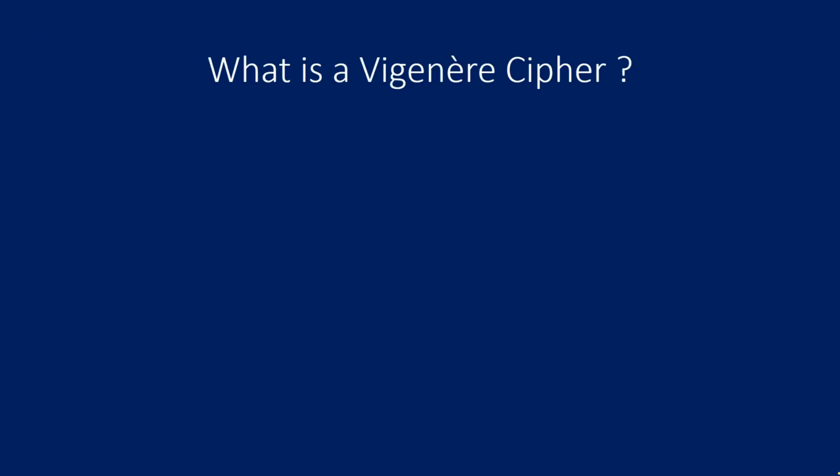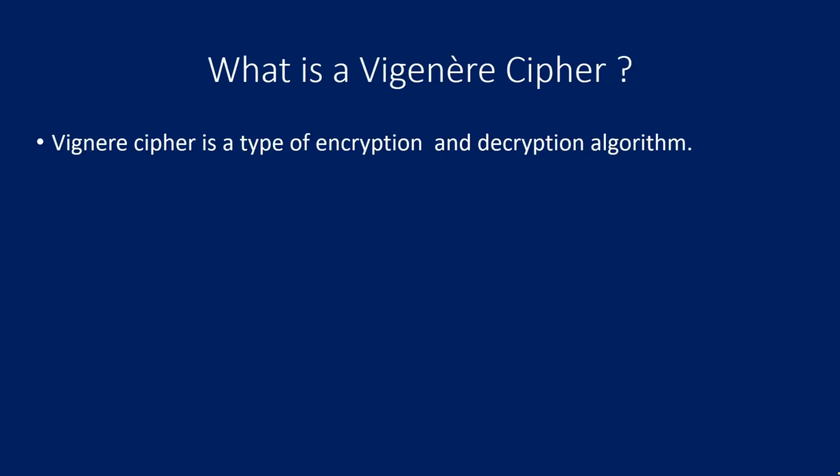So let us begin with what is Vigenere Cipher. Vigenere Cipher is a type of encryption and decryption algorithm. The encryption algorithm is used at the transmitter end in order to convert the secret message, also known as plain text, into a meaningless message which is known as ciphertext. The decryption algorithm, on the other hand, is used by an authorized user at the receiver end, and the authorized user recovers the plain text from the ciphertext using the decryption algorithm.